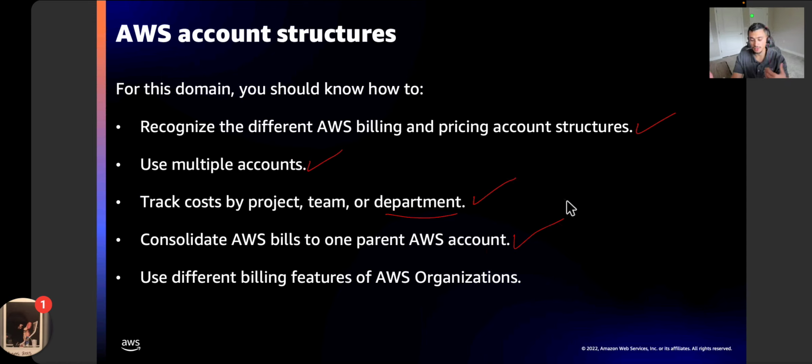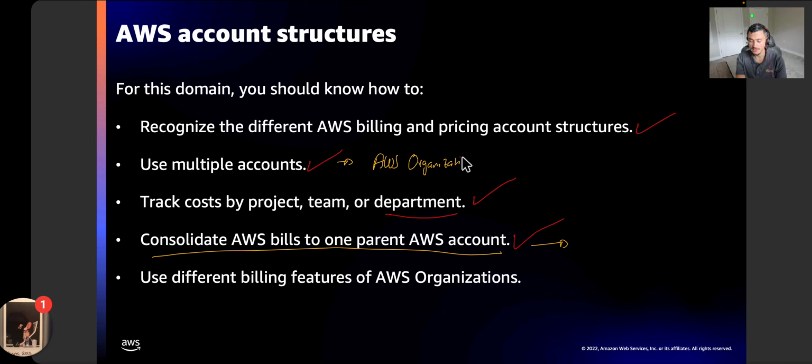Consolidated billing is something that we can do when we're using multiple accounts. So we'll talk about that. The idea behind consolidated billing, because I'm not sure if there's a specific slide about this coming up, so I'll just explain this right now. When we are using multiple accounts, we're taking advantage of a service called AWS Organizations, right?